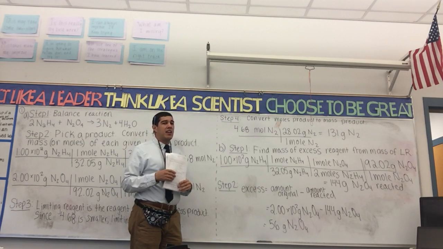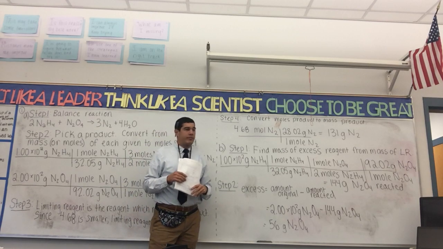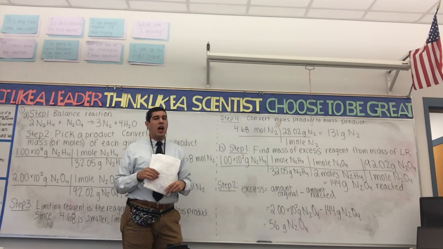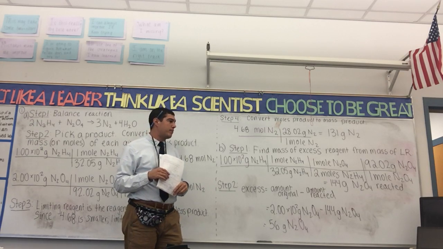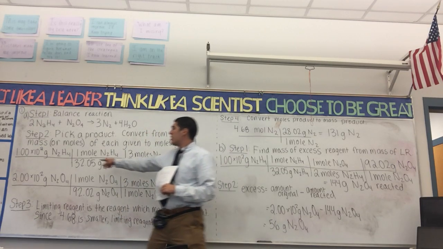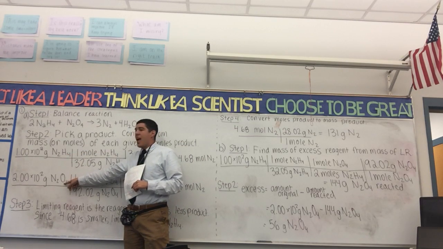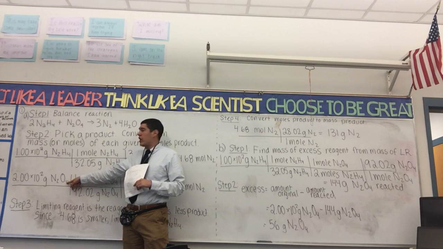Part B is asking about the excess reagent. Excess reagent is the reagent that's not limiting, so it's the other one. Since N2H4 was our limiting reagent, N2O4 is the excess reagent. It's left over in the end.